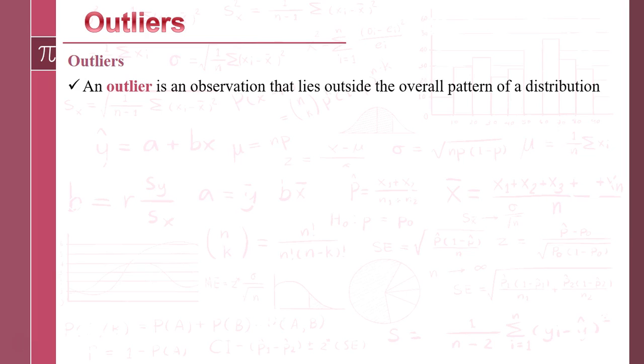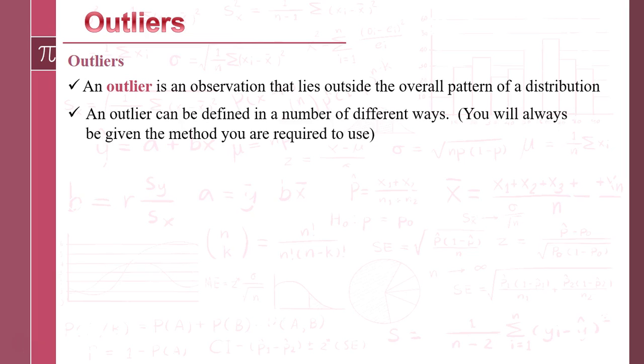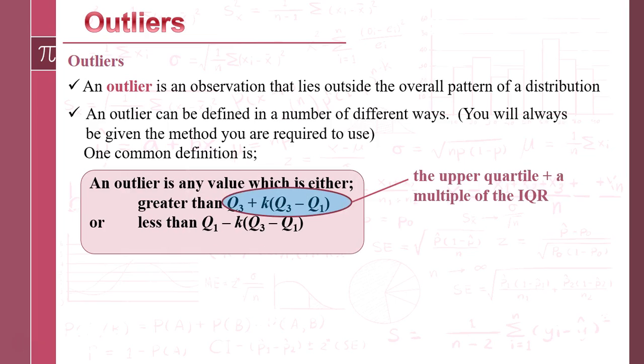An outlier is an observation that lies outside the overall pattern of a distribution. Now I know that as a definition it doesn't give you a lot of clues as to what's going on, but what you're going to get is a definition to work to. And you're always going to be given this, you're not going to have to come up with these yourself. One definition might be that, for example.